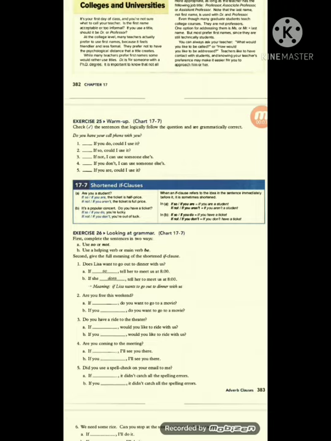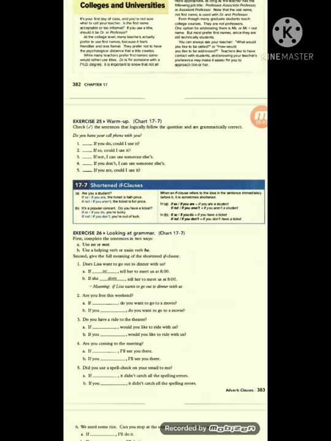17.7. Shortened if clauses. A and B. A. Are you a student? If so, or if you are, the ticket is half price. If not, or if you aren't, the ticket is full price. When an if clause refers to the idea in the sentence immediately before it, it is sometimes shortened.